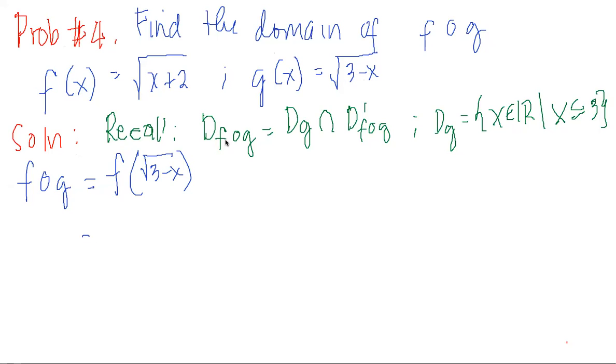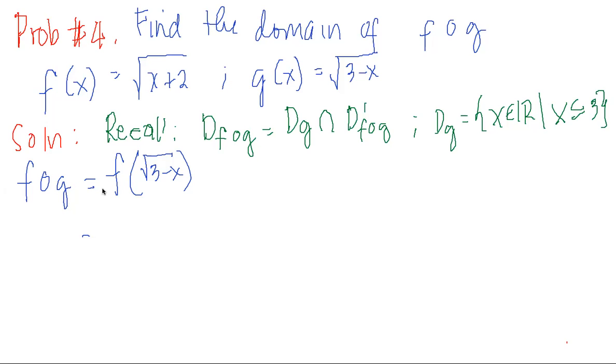And let's recall that the domain of f circle g is the intersection between the domain of g and the domain of f circle g prime, which is the domain of the composite function that we're just going to solve. So to solve for the domain, we need to solve for f circle g first.